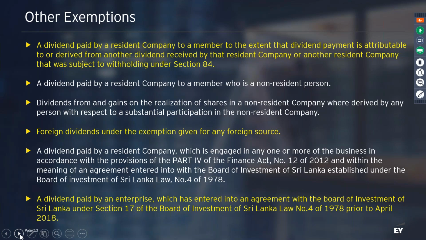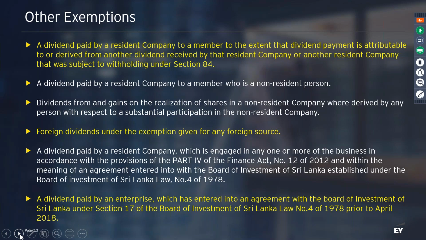The next exemption is granted to the dividend income received by a non-resident person. If a non-resident person is receiving a dividend income, such income is exempt from tax. On the other hand, if that non-resident person is distributing dividends out of such exempt dividends, then such dividend income is again exempt from tax in the hands of the recipient.